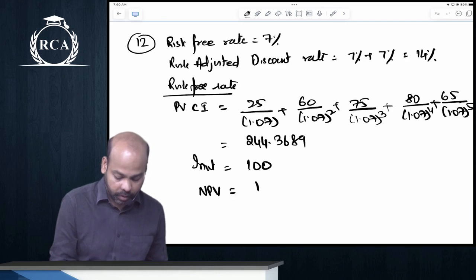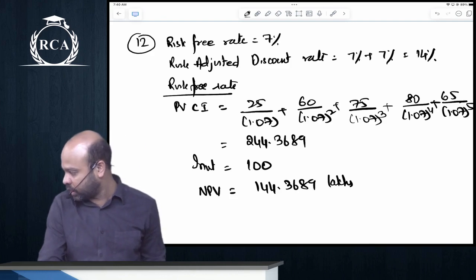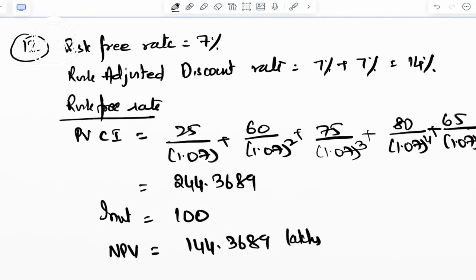NPV is 144.3689 lakhs. Check, guys. Yes, but same thing, guys, at 14%. Discount the cash flows at 14% and get the NPV, beta.